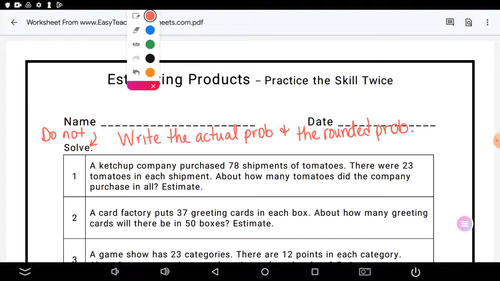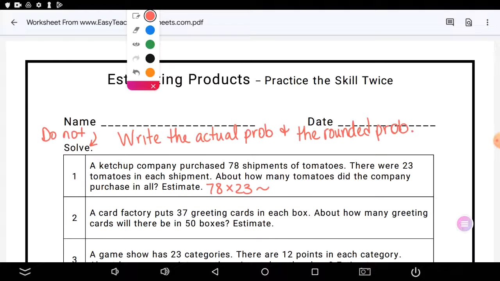We're going to do number 1 together so you know exactly what I mean. Notice there's also not a lot of room to work here. So it says a ketchup company purchased 78 shipments of tomatoes. There were 23 tomatoes in each shipment. So we got 78 shipments, 23 tomatoes, 78 different times. What is my math problem here? Callie? 78 times 23. 78 times 23 is my actual math problem. And then just draw a squiggly to show we're going to change that.